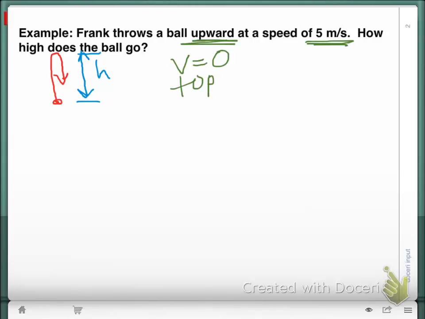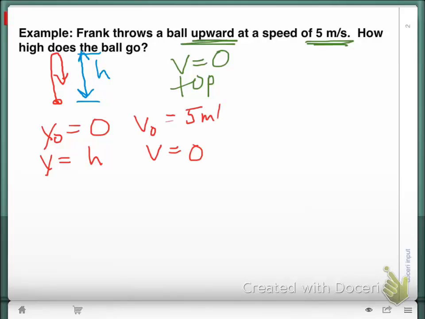We know 5 meters per second is the initial speed, and we know the ball goes upward, which means at the top the velocity is 0. We give this information in a data table. y0 equals 0, y equals h. V at the top is 0, and the initial velocity was 5 meters per second. Something not given in the problem is to assume that the acceleration is negative 9.8 meters per second squared because we're on Earth and gravity causes this acceleration.